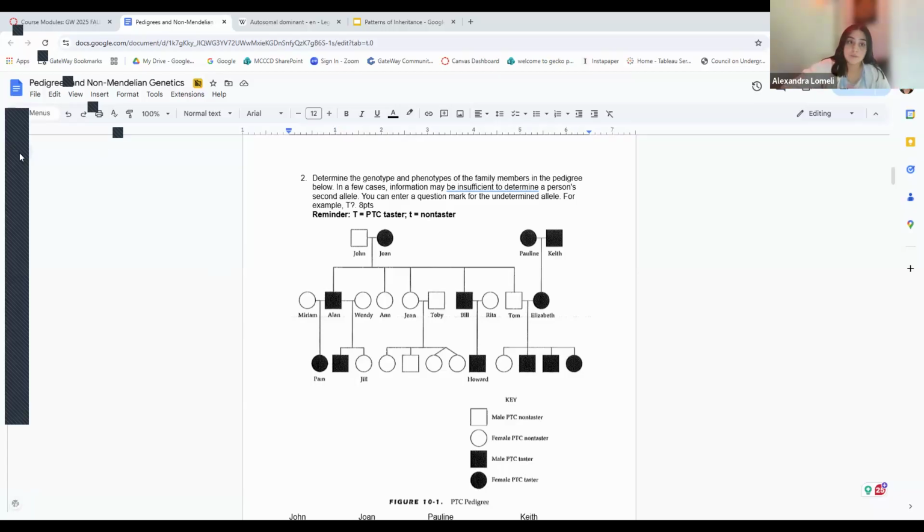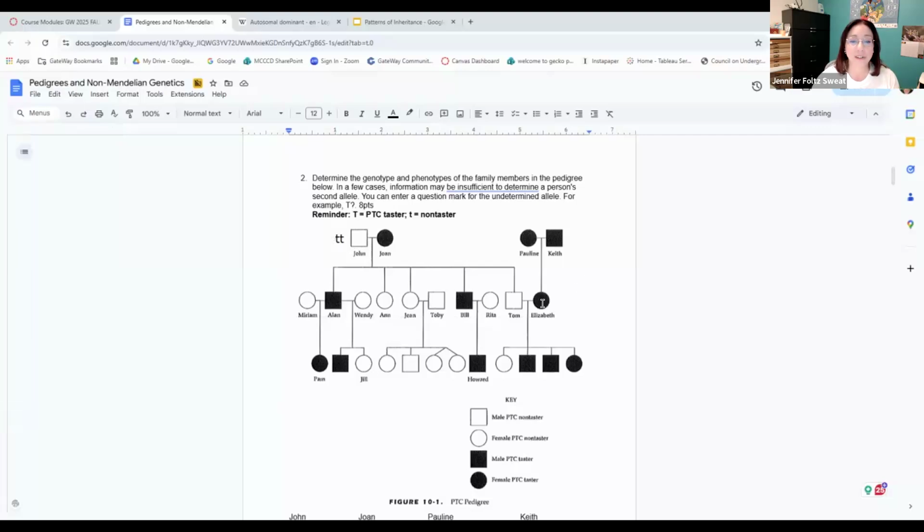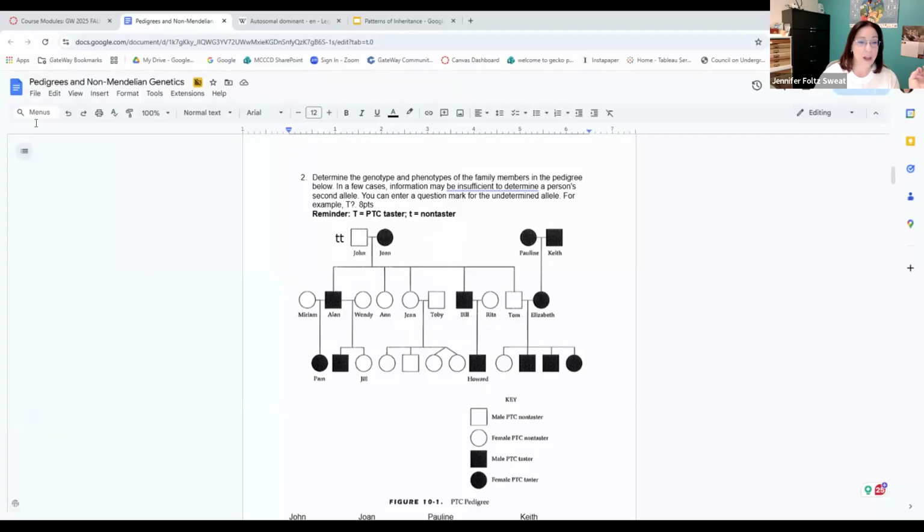Lowercase. Exactly, homozygous recessive. So the first thing you do is you fill in all of these individuals that you know. So like John has to be little t, little t. And I'm not going to do the whole pedigree. I'm just going to do a little bit of it. Miriam, little t, right? Wendy, Anne, and Jean are all little t, little t, little t.